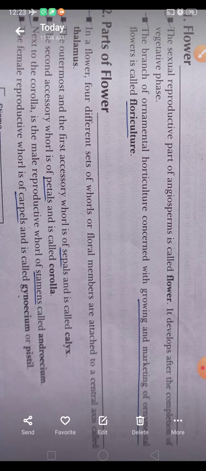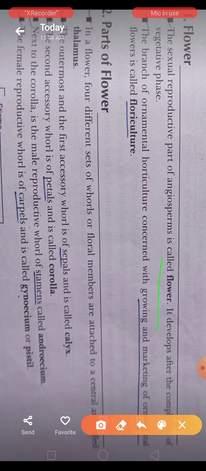Angiosperms are flowering plants, and the sexual reproductive part of an angiosperm is the flower. So we will start from the flower because the flower is the sexual reproductive part of angiosperm. The flowers develop after completion of the vegetative phase that occurs in plants, and after that the flowers will develop. Children, one question may be asked in the exam: what is floriculture?